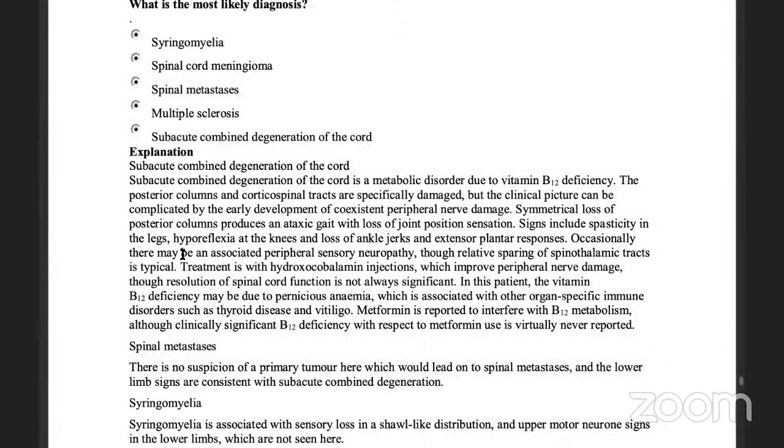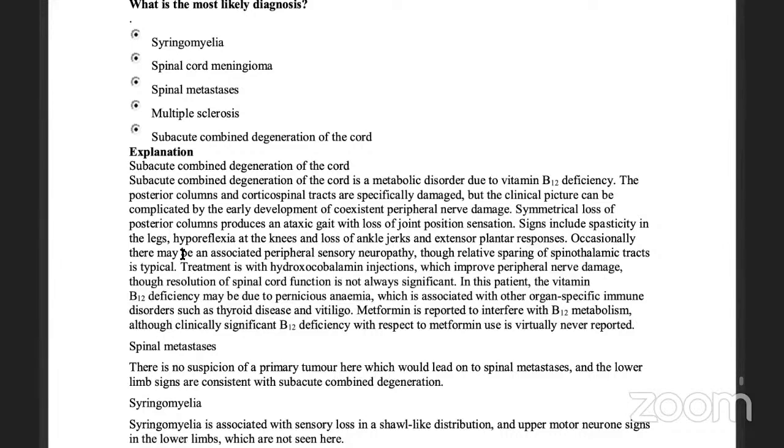Subacute combined degeneration of the spinal cord is a metabolic disorder due to vitamin B12 deficiency. The posterior column and corticospinal tract are selectively damaged, but the clinical picture can be complicated, with early involvement that may coexist with peripheral nerve damage. Symmetrical loss of the posterior column produces ataxia with loss of joint position sense. Signs include spasticity in the legs, hyperreflexia at the knees, loss of ankle jerk and extensor plantar response. Occasionally there may be an associated peripheral sensory neuropathy, although relative sparing of the spinothalamic tract is typical.